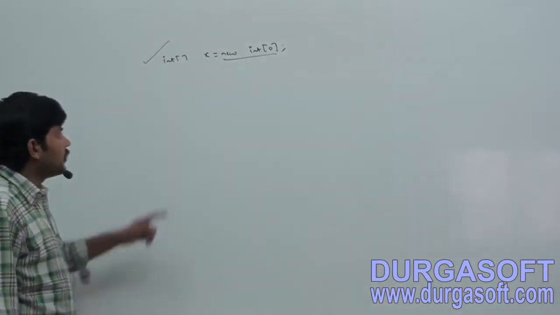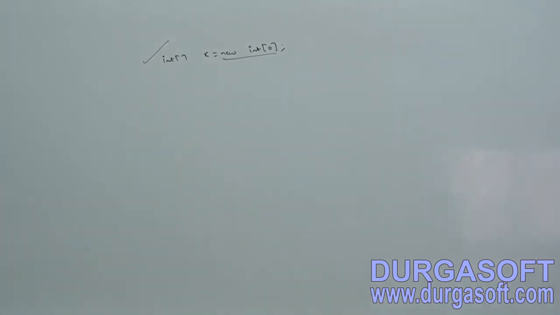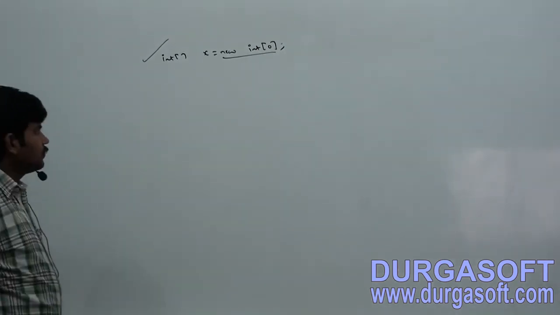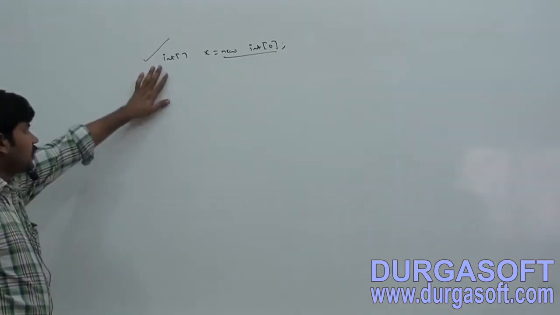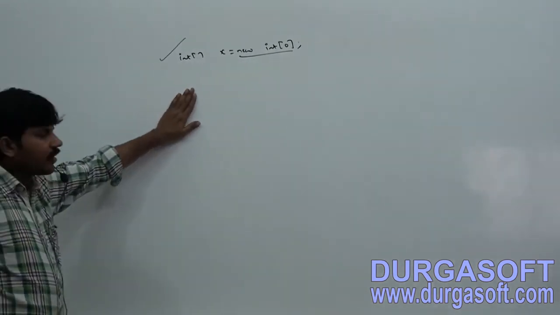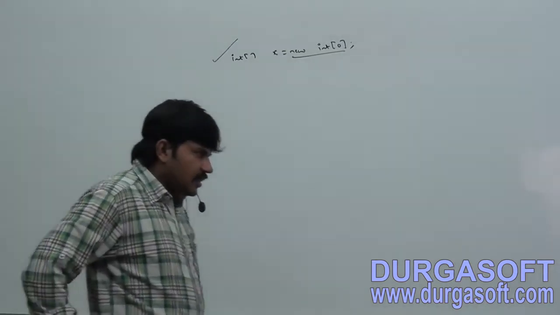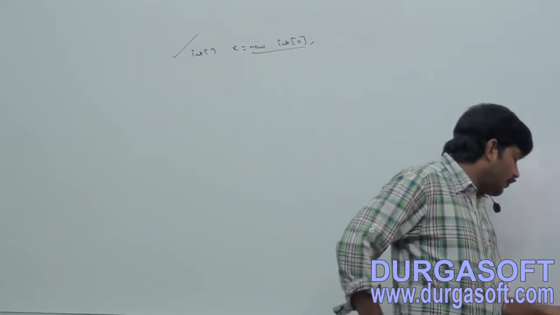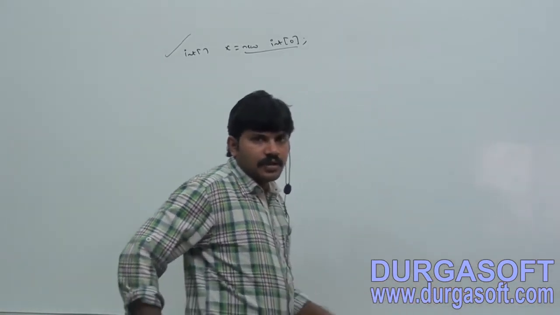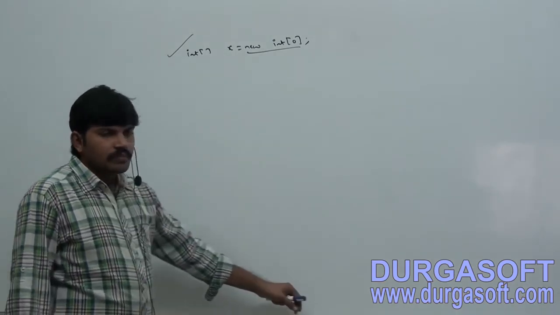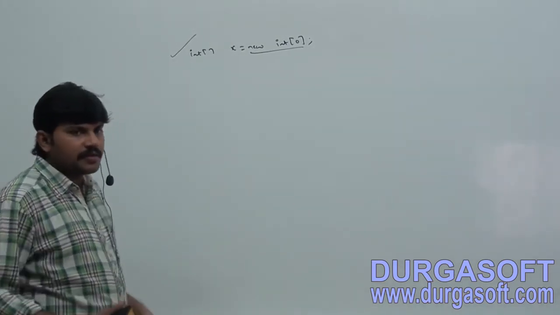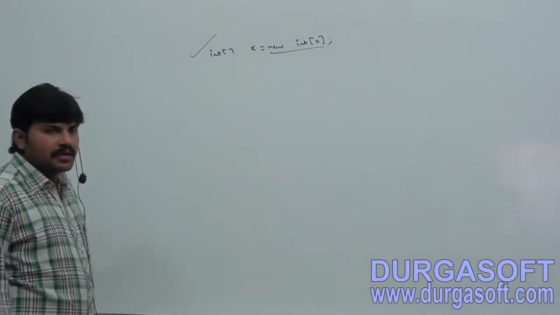Okay, take that example clearly. int[] x = new int[0]; Completed, right?